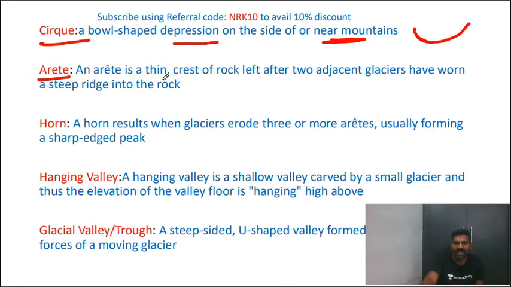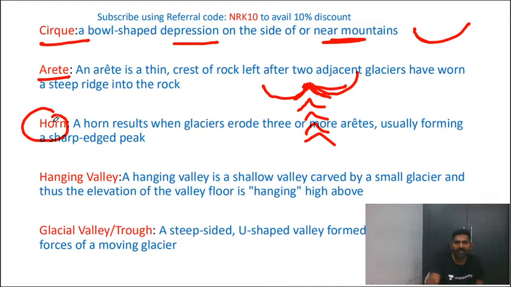An arête is a thin crest of rock left after two adjacent glaciers have worn a steep ridge into the rock. It means here there is a cirque, and here there is a cirque. Now when there are cirques, between them you can see a highland, right? This is called the arête.